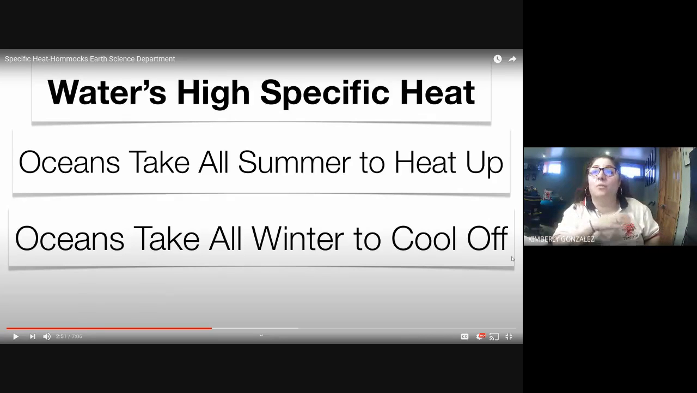So it takes almost the entire summer. And sometimes the warmest temperatures in the oceans are September, which is also why we have hurricane season in August, September, October, November, because you have these warm oceans, which we'll get to later on in the year. Well, not next unit, I should say. Okay. But it's because of that the oceans are going to be warmer.